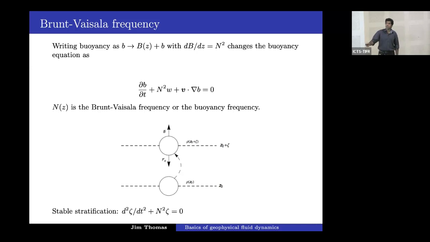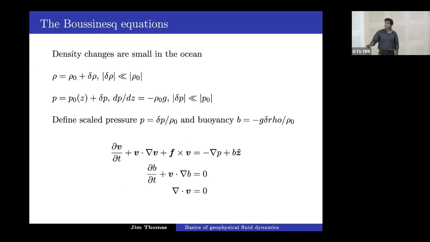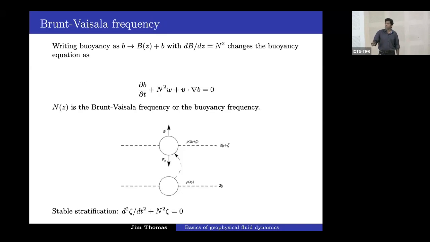So if you have a stably stratified atmosphere or ocean, stable stratification means the density decreases as you go up. If the density decreases as you go up, buoyancy appears with negative g delta rho. When I differentiate this with respect to z in a stably stratified configuration, it will be positive. So this dB by dz is what's called N squared. N is called the Brunt-Vaisala frequency or the buoyancy frequency.